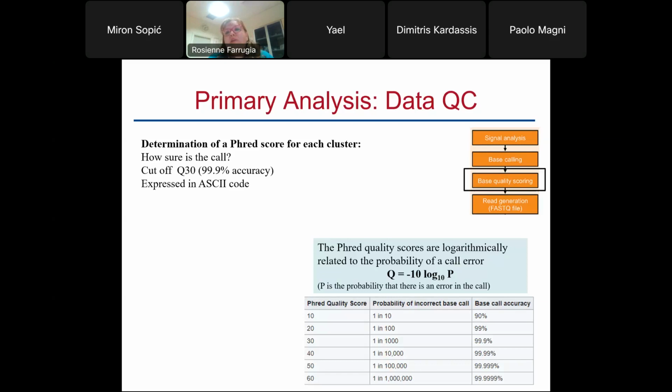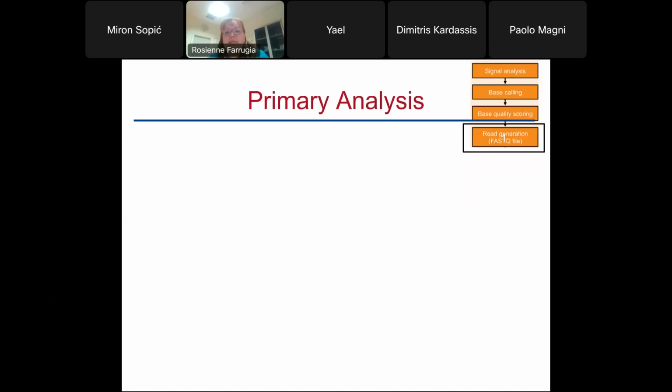If you take a Phred score cutoff of 10, then your accuracy is only 90%, which in a genome of 3 billion bases means you have many errors. If your Phred score cutoff is 20, then you've got an accuracy of 99%. And if you take a Phred score cutoff of 30, then your accuracy is 99.9%. And usually we aim for 99.9%.